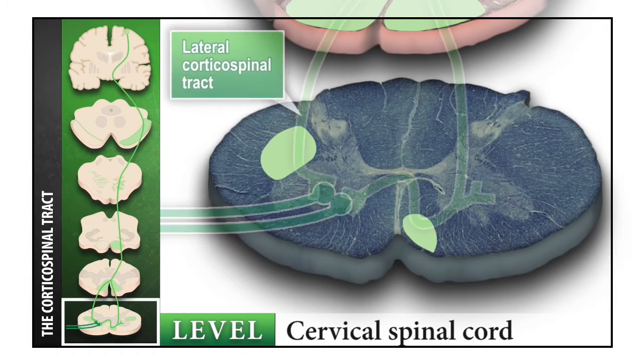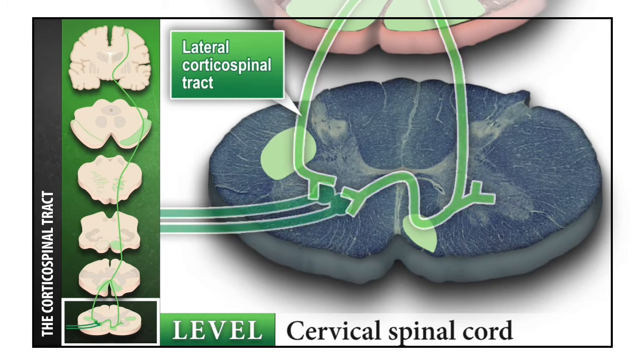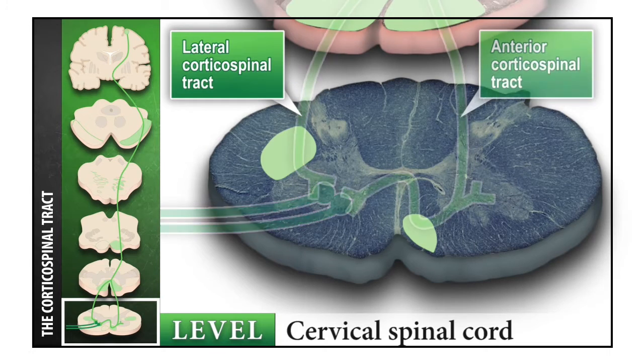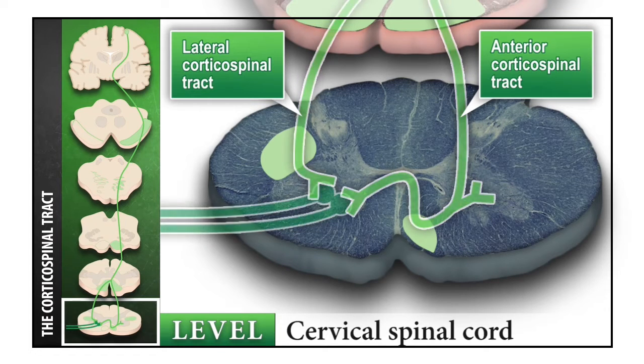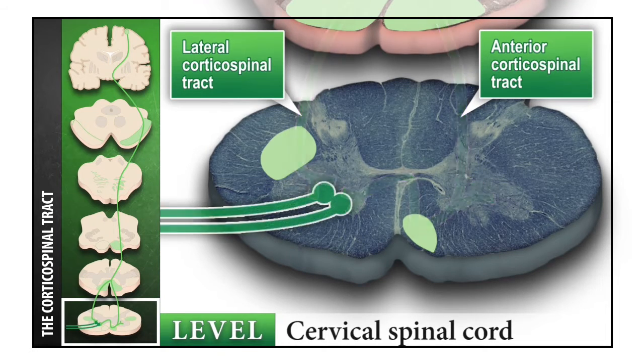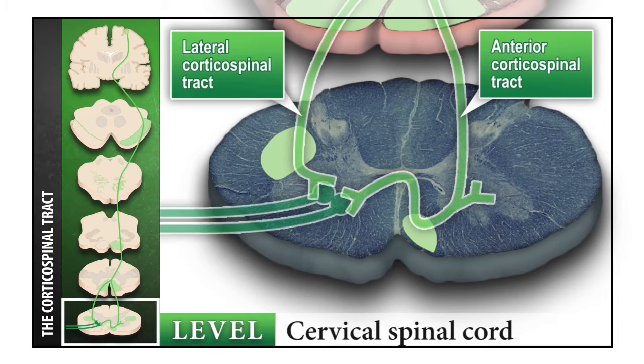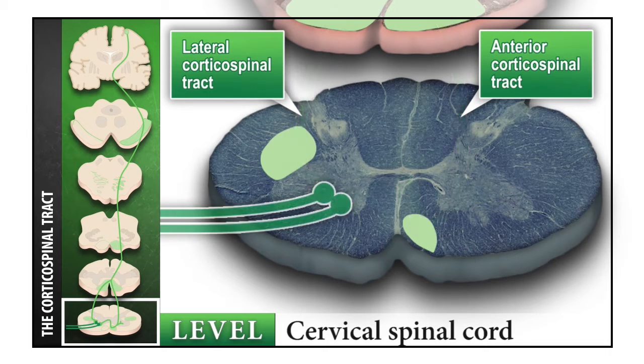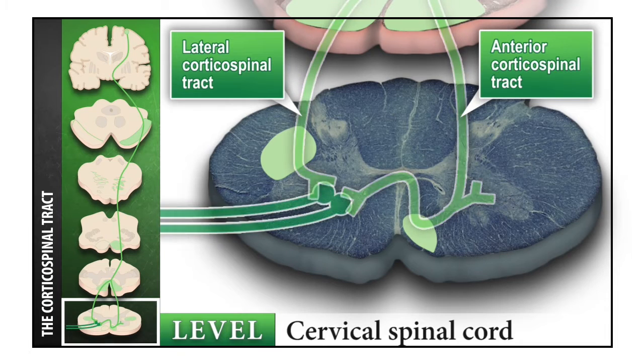The lateral corticospinal tract terminates on the lower motor neurons in the anterior horn of the spinal cord. The anterior corticospinal tract fibers cross the midline at the level where they terminate on the lower motor neurons. The anterior corticospinal tract provides bilateral innervation. It innervates both ipsilateral lower motor neurons and crosses over to innervate lower motor neurons on the contralateral side.